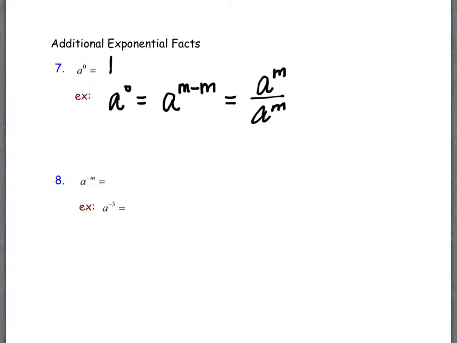And what in the world is a to the m divided by a to the m? Well, it's 1. It's the same number on top and bottom, right? So this is the number 1. And I said I could have started with the number 1. I could work this argument from left to right or right to left. It doesn't matter.